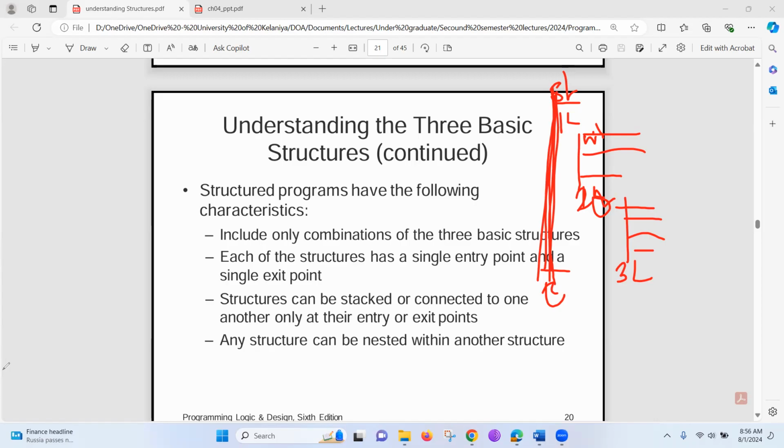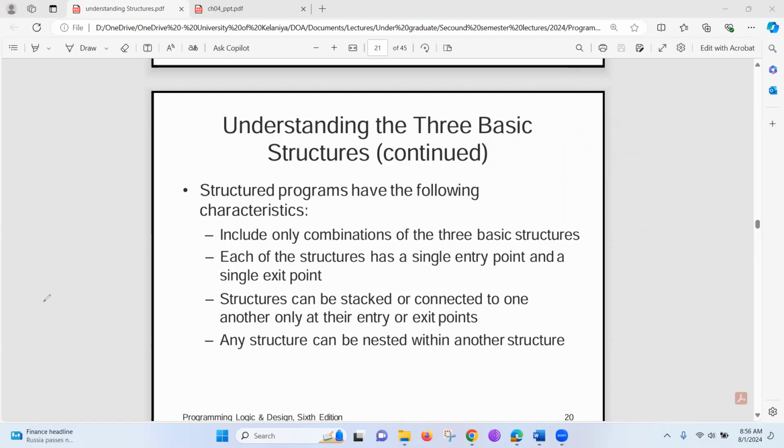So very basically, when you are going to develop and make your structure, these points you need to understand. The structures can be stacked or connected to one another only at their entry or exit point. We discussed this. One structure can be connected with another structure only at an end point, an exit or entry point. So structures can be stacked or connected one to another only at their entry or exit point. You combine the starting point of one with the exit point of another. Any structure can also be nested within another structure.